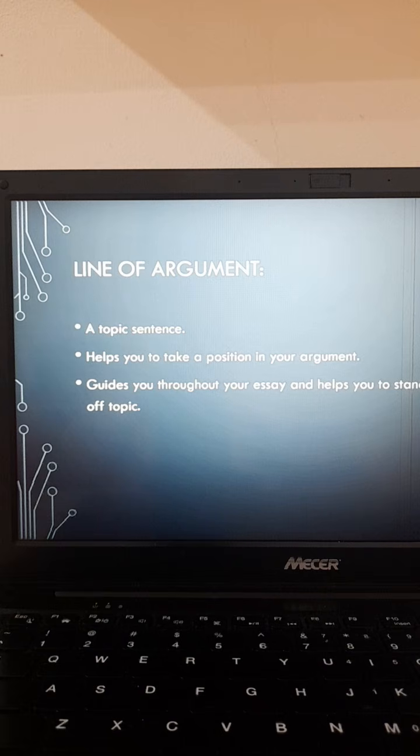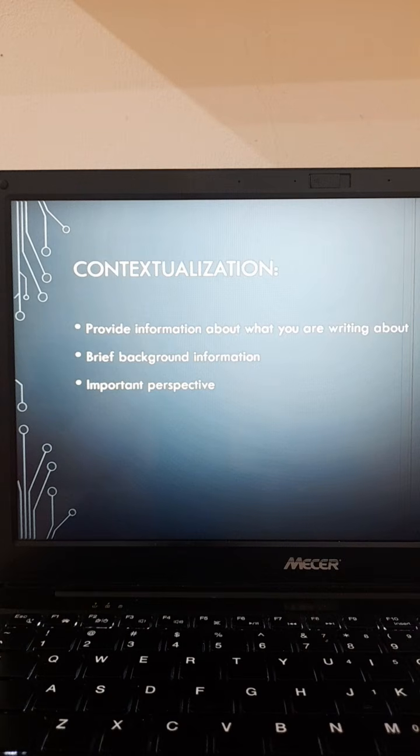Understand? So let's go to the second point. The second point is contextualization. What is to contextualize? To contextualize is to give a brief background information or a summary of background information. Understand? And information about what you are about to write. You understand? Which gives your marker or your reader an important perspective of the essay.